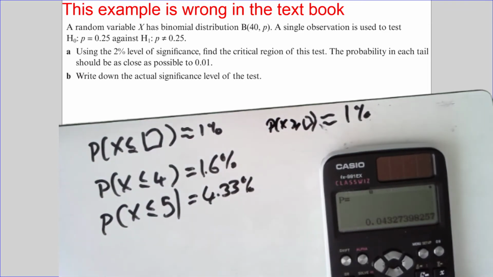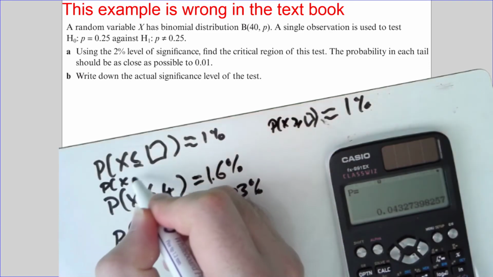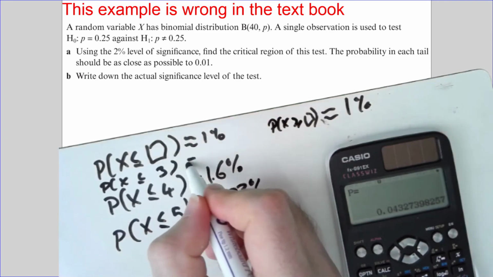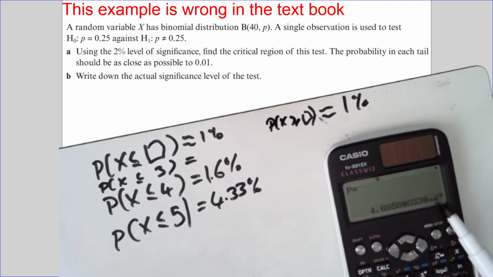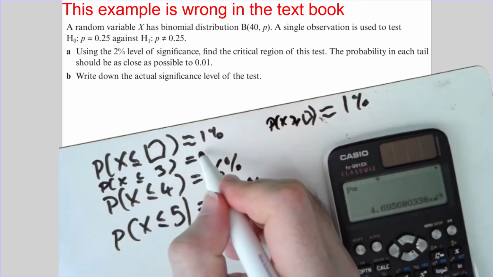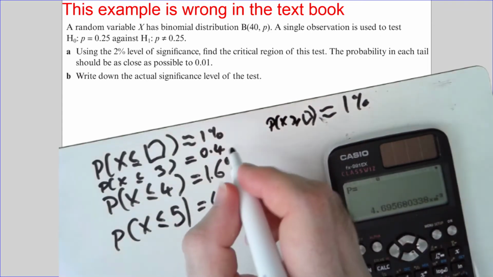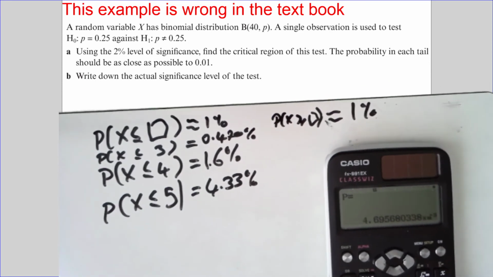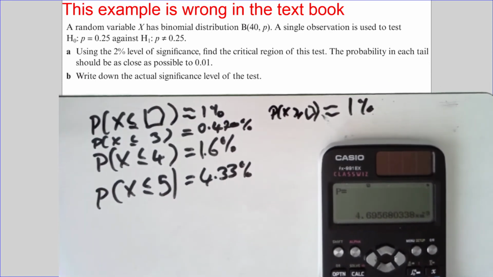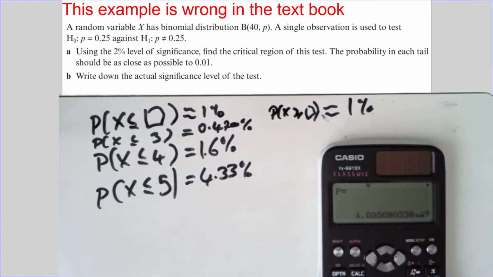So which one of these is closer to 1? Oh, we should really do the one that's the other side. So probability x is less than or equal to 3 equals, let's do 3 as well. So this is times 10 to the minus 3. So this is 0.470%, if we turn it into a number. Okay. Which one of these is closer to 1%? And the answer would be actually this one.